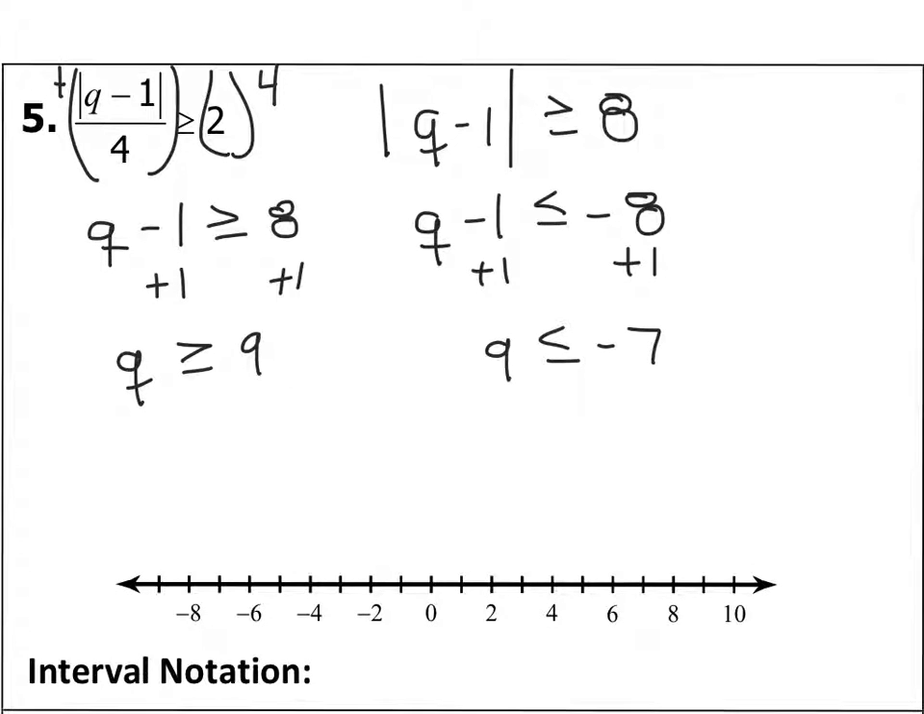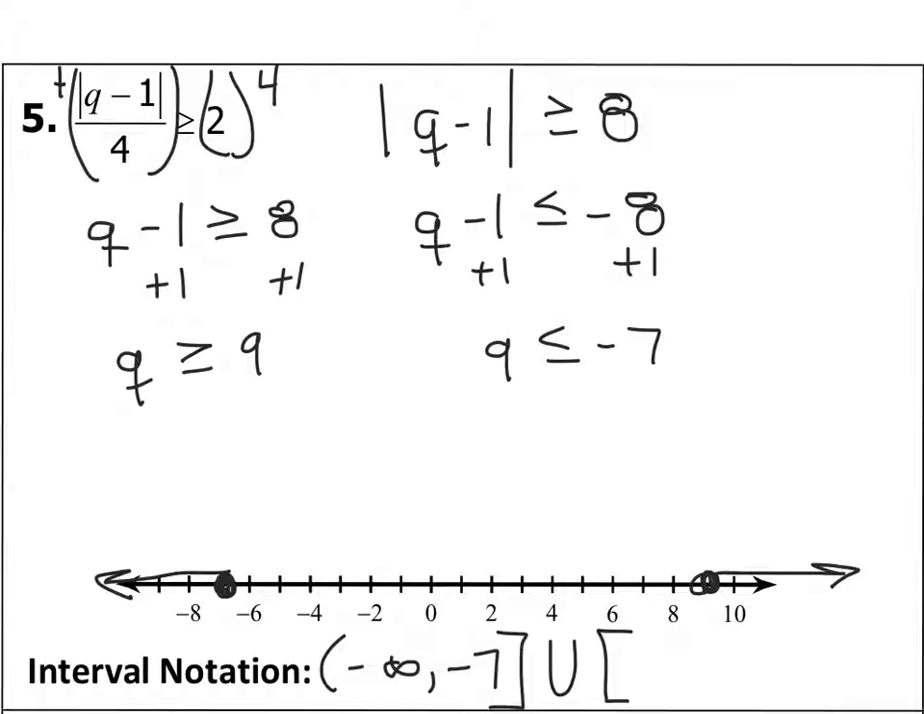So now when we graph those, we have a closed circle at negative 7, and q is less than that, so it's going to go to the left. And we have q is greater than or equal to 9, which is over here, and it's going to face to the right. Our interval notation, this is an OR, so it's going to have two pieces. We have negative infinity, comma, negative 7, and it's got a square bracket because it's equal to, union, square bracket, positive 9, comma, positive infinity. So that's that particular problem.